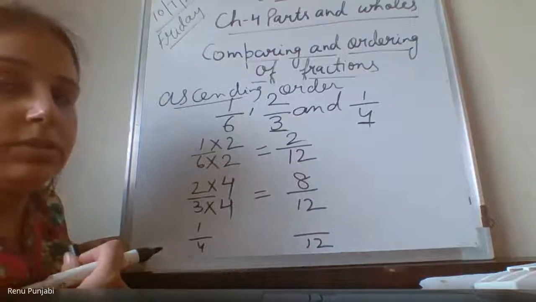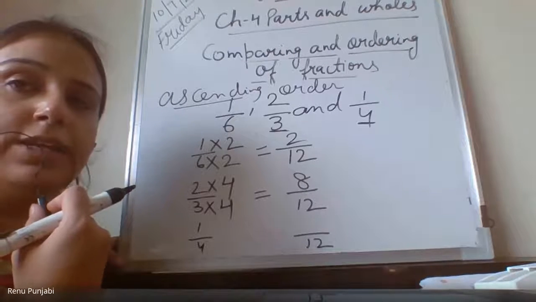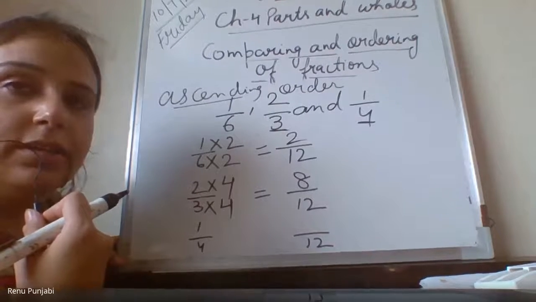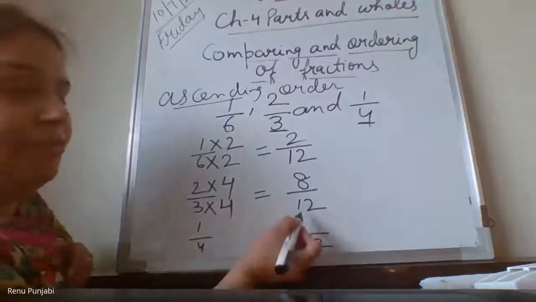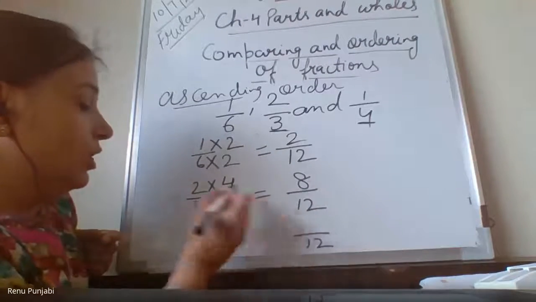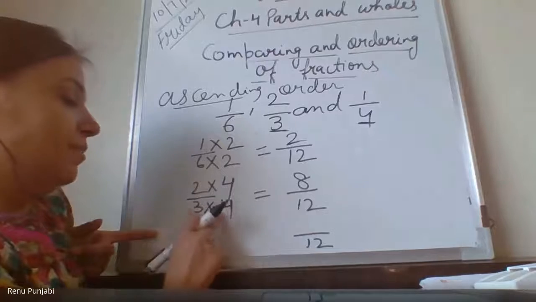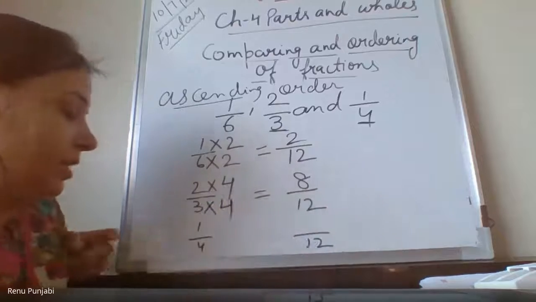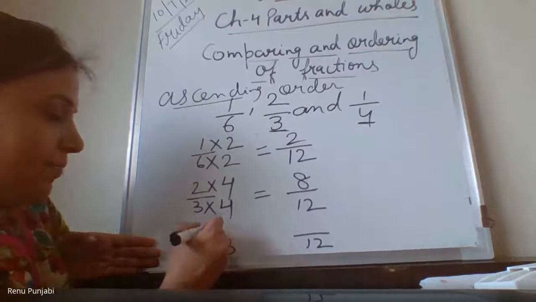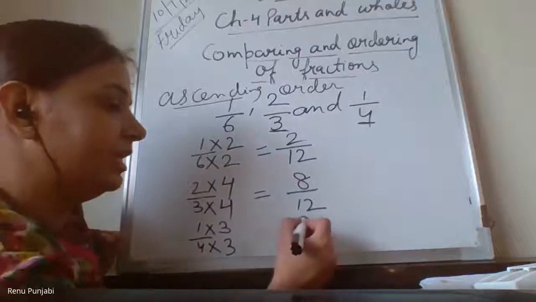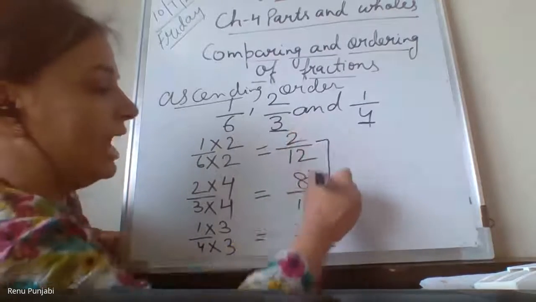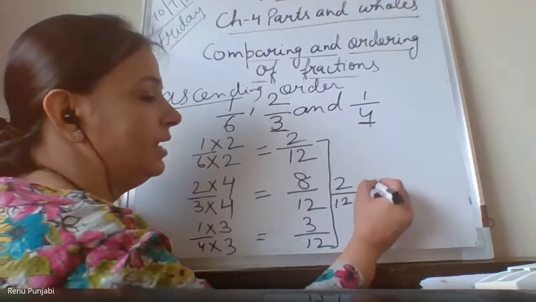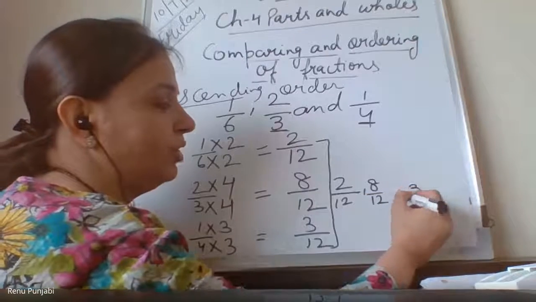Ma'am, why 4? My dear, we have learned how to find the equivalent fractions. You have to pay attention here. We have learned how to make the equivalent fractions in our previous classes. So 3 into 4 is 12, and the same number will be multiplied with the numerator. So 2 into 4 is 8. Now 4 into 3 is 12, so the same number will multiply with the numerator. 1 3s are 3. So our new fractions after having the denominator same are 2 upon 12, 8 upon 12 and 3 upon 12.